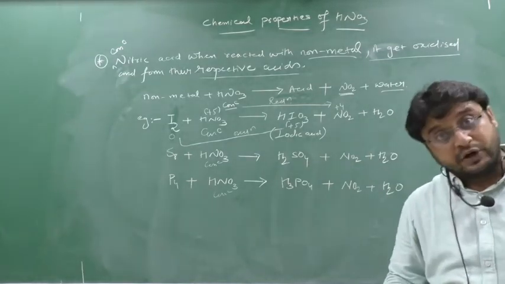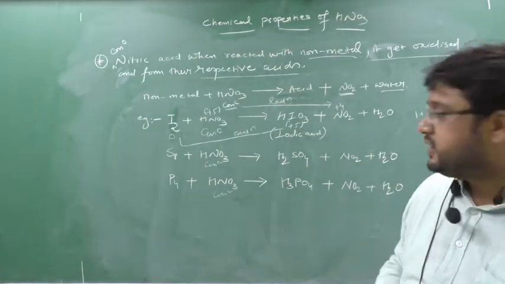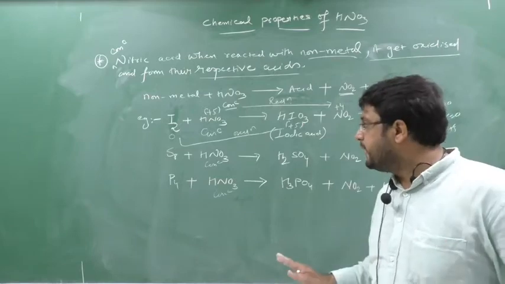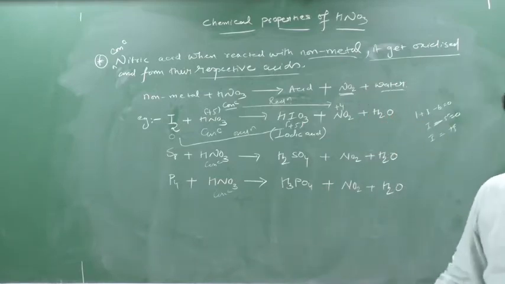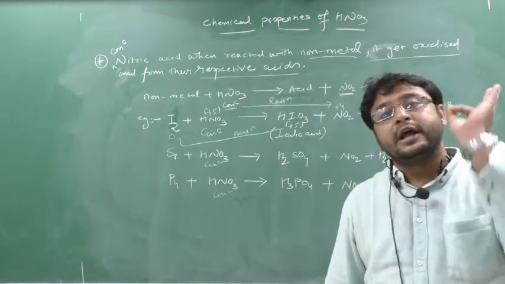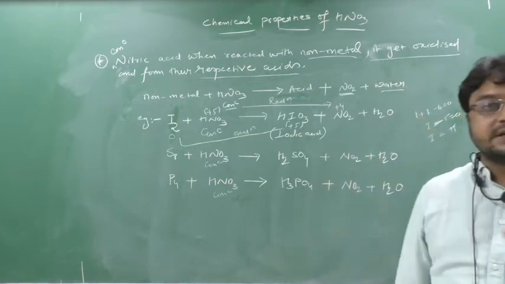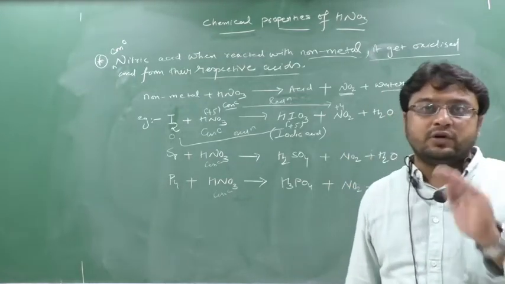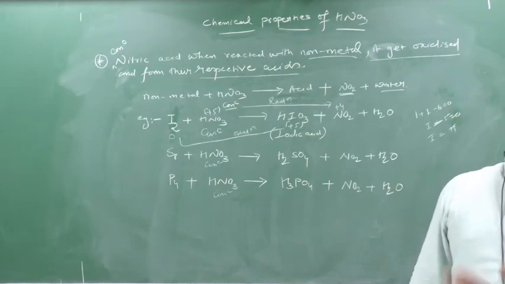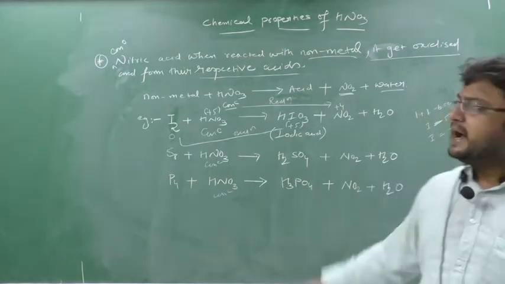Here carbon means carbonic acid, H2CO3 will also come. Phosphorus means phosphoric acid. Plus NO2. Why NO2? Remember, concentrated nitric acid gives NO2 as a byproduct. Diluted nitric acid gives either N2O or NO, depending on how much it is diluted, and plus water.